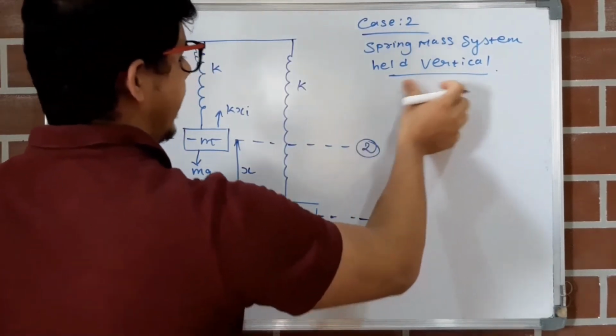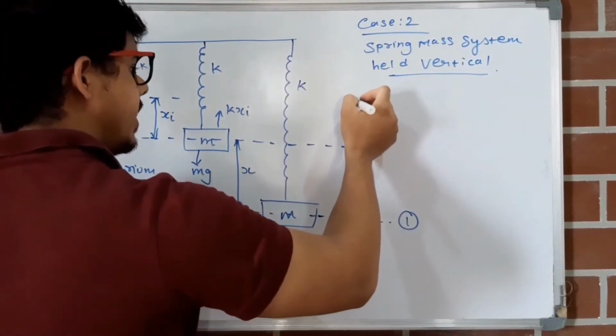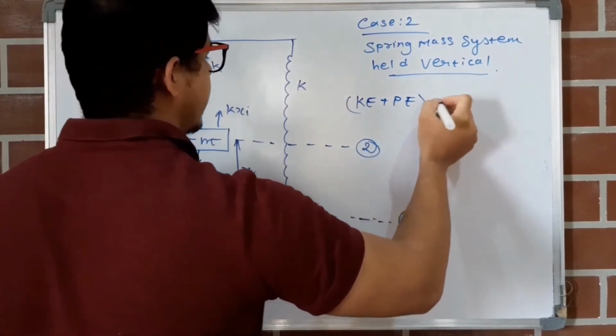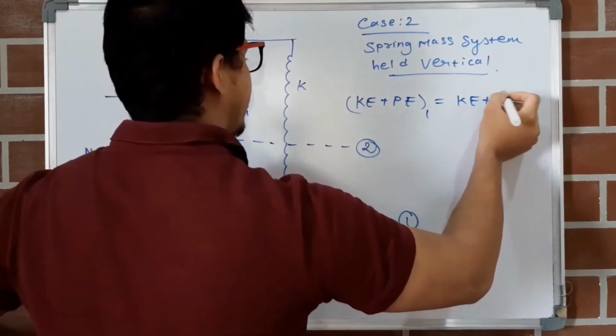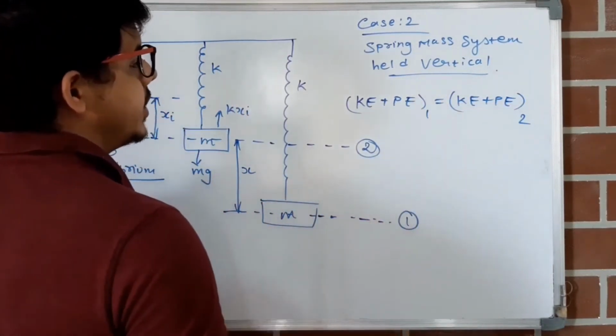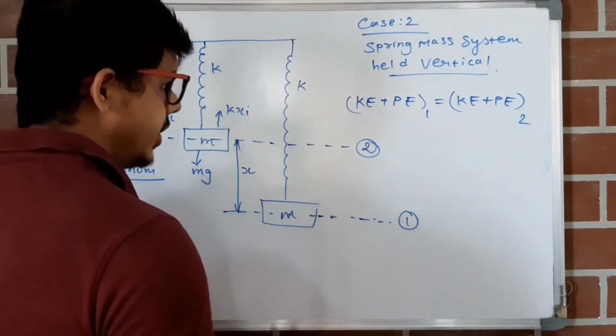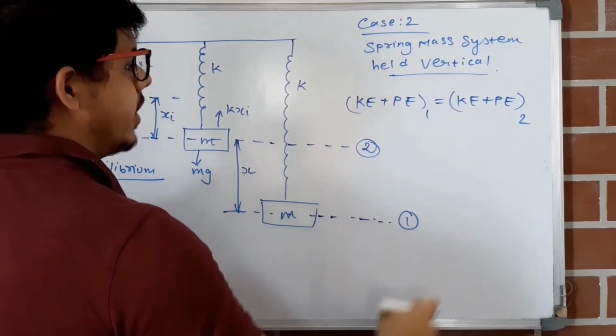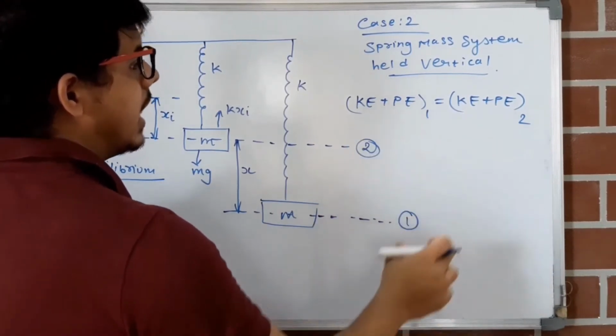एंड सेम कंजर्वेशन ऑफ एनर्जी थियरम, दैट इज काइनेटिक एनर्जी प्लस पोटेंशियल एनर्जी एट पॉइंट 1 इज इक्वल्स टू काइनेटिक एनर्जी प्लस पोटेंशियल एनर्जी एट पॉइंट 2। ये क्यों लिख सकते हैं, क्योंकि अकॉर्डिंग टू एनर्जी थियरम, लॉ ऑफ कंजर्वेशन ऑफ एनर्जी, energy can neither be created nor be destroyed, but it can be transformed from one form to another. So total energy is constant.